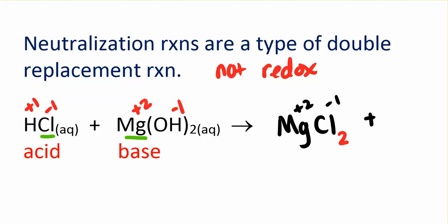My other product, I take the front part of this one and the back part of that one. So it's HOH. And we're going to treat this as though it's ionic. So we'll have a hydrogen ion with a +1 and a hydroxide ion with a -1.